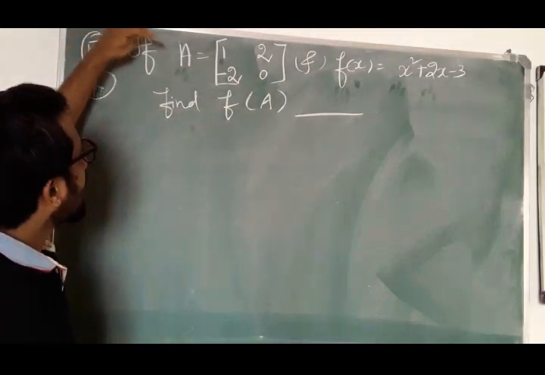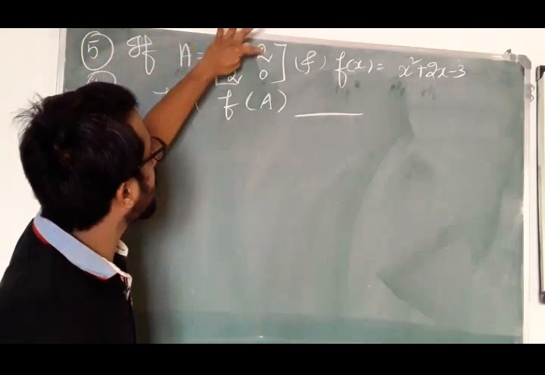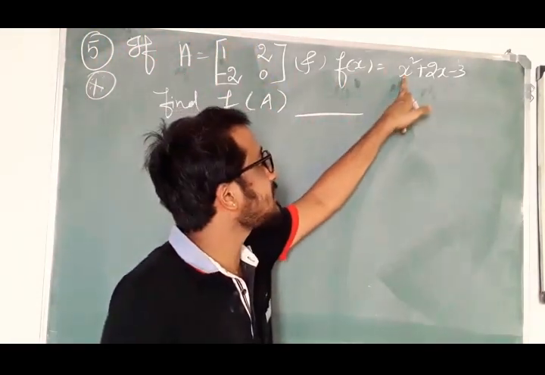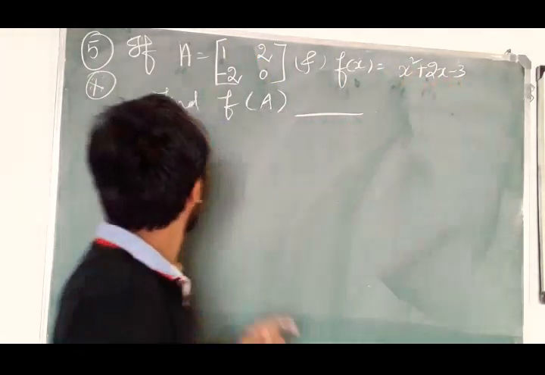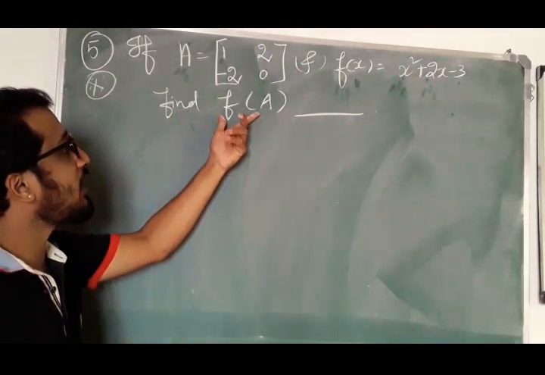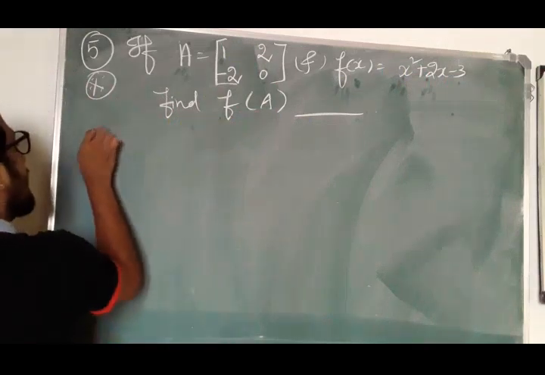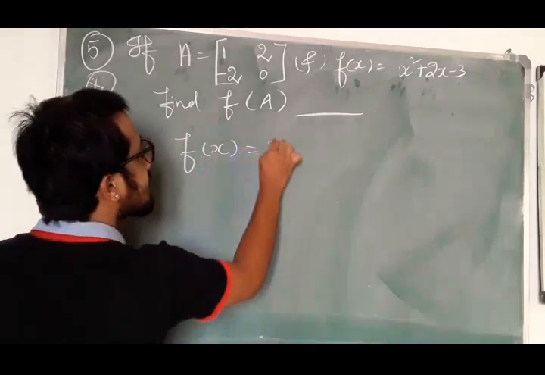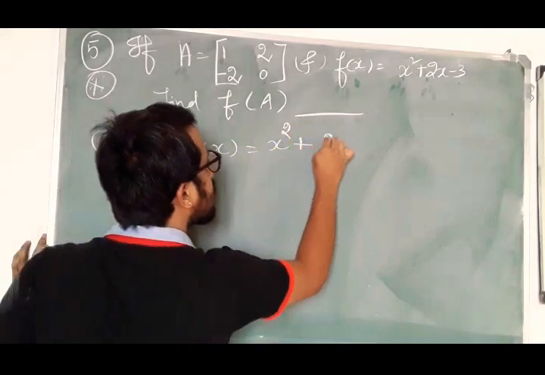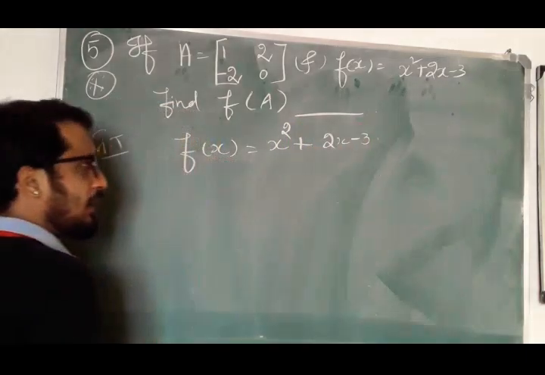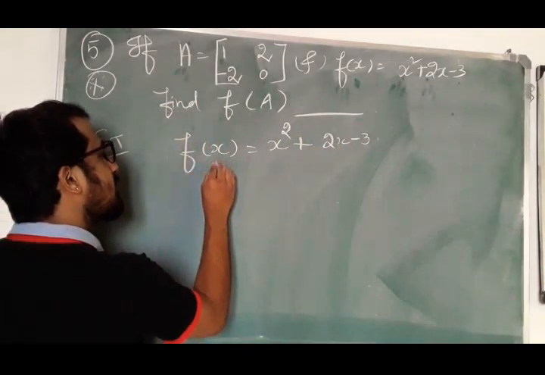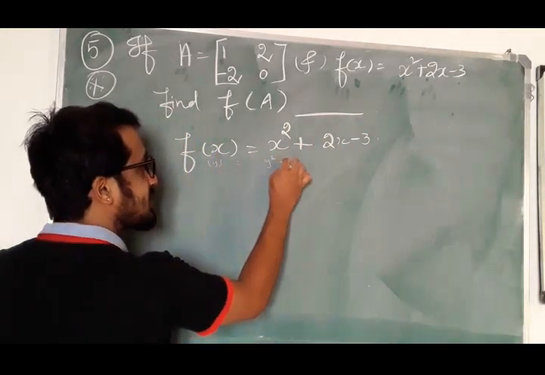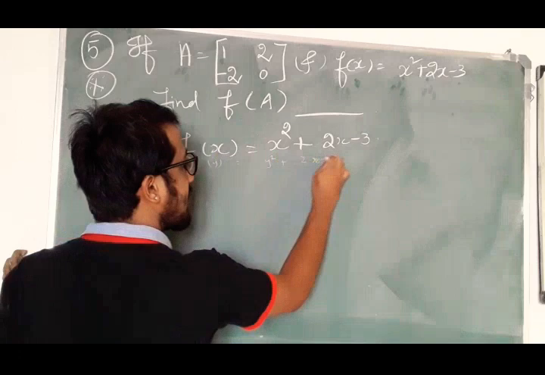Fifth question. If capital A is equal to the matrix [1, 2; -2, 0] and f of x is equal to x square plus 2x minus 3, then find the value of f of capital A. Given that f of x is equal to x square plus 2x minus 3, can you tell me what is f of y? In place of x, I have to replace y. That means y square plus 2y minus 3.